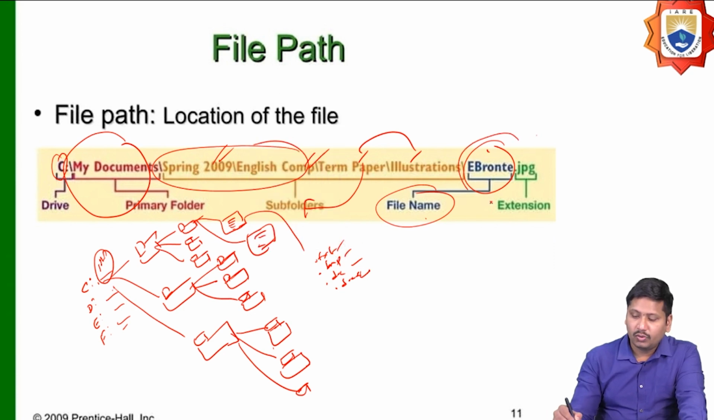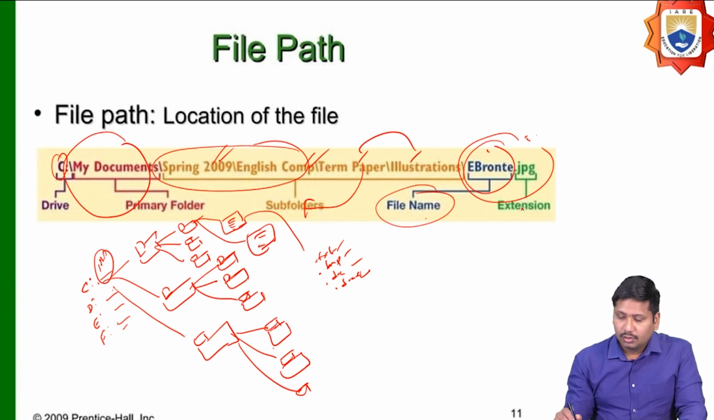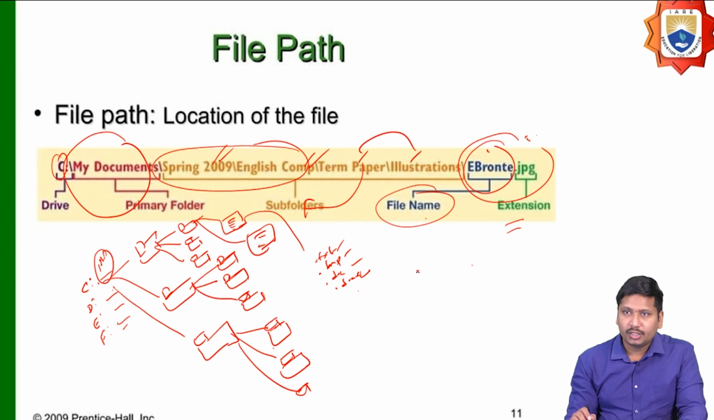So here, based on the extension of this file name, you have to check whether it is that or not. Based on the extension only, you have to find out what kind of file it is, whether it may be an image file, or a doc file, or another extension file.